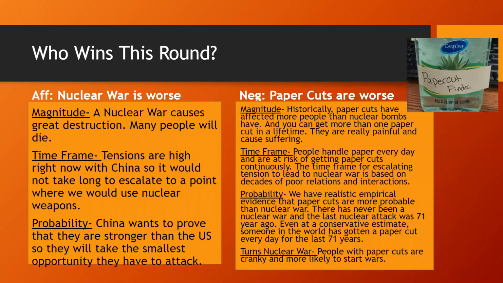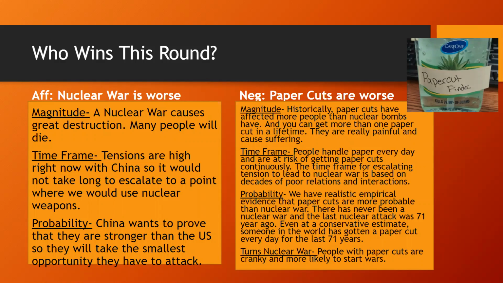We have Aff, who's arguing that nuclear war is worse. Neg is arguing that paper cuts are worse. The Aff side, who's arguing nuclear war is worse, has a magnitude: a nuclear war causes great destruction, many people will die. The time frame: tensions are high right now, so it would not take long to escalate to a point where we would use weapons. The probability: China wants to prove that they are stronger than the US, so they will take the smallest opportunity they have to attack.